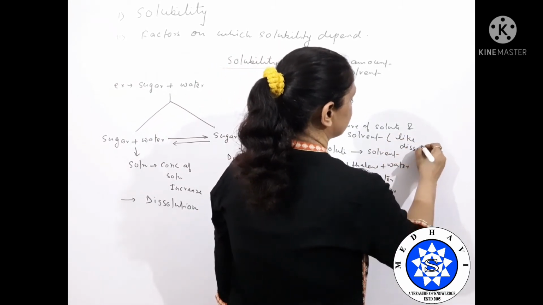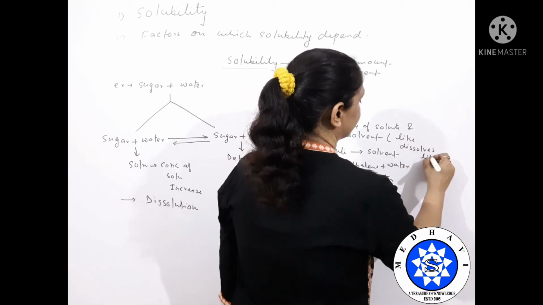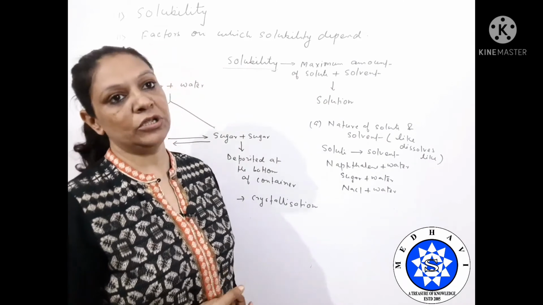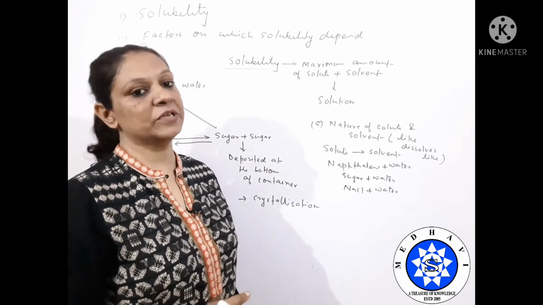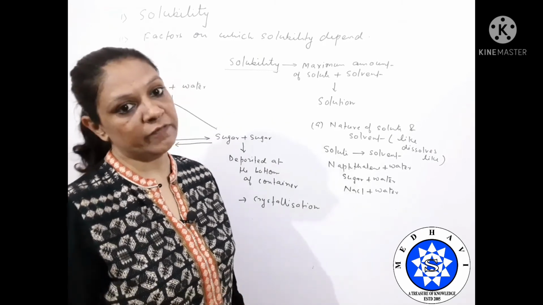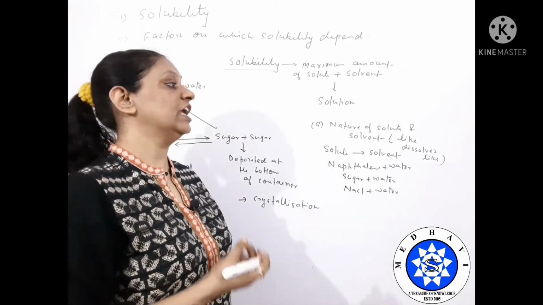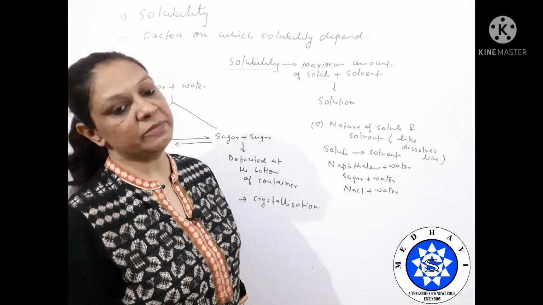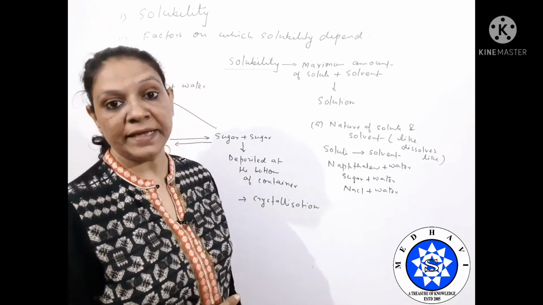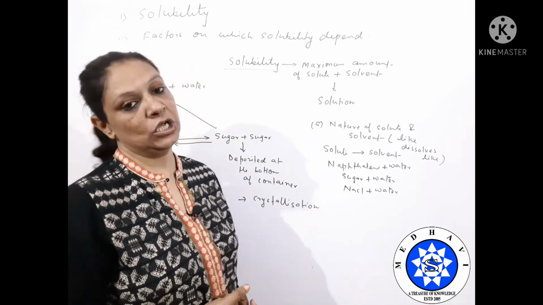Like dissolves like. That means the nature of the solute and the nature of the solvent must be the same. If we have taken a polar solute, then the solvent must be polar. If we have taken an inorganic solute, then the solvent must be inorganic. If we have taken an organic solvent, benzene, then in benzene naphthalene is soluble.